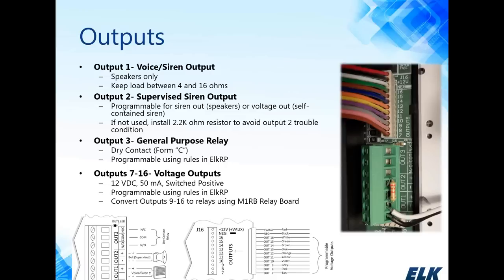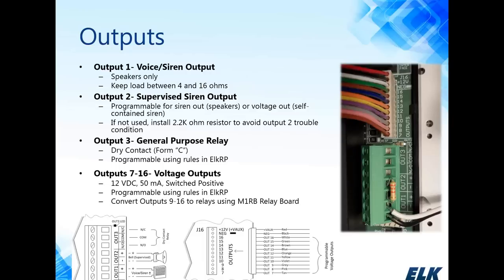Looking at the outputs on the board, output 1 is for the interior speakers. This is where your voice and your siren is generated for inside speakers. You can have multiple speakers connected to output 1 as long as you keep the overall load between, say, 4 and 16 or 4 and 32 ohms. So you can connect those in a series parallel combination. And this is where your spoken voice and your siren sounds are generated for interior use.